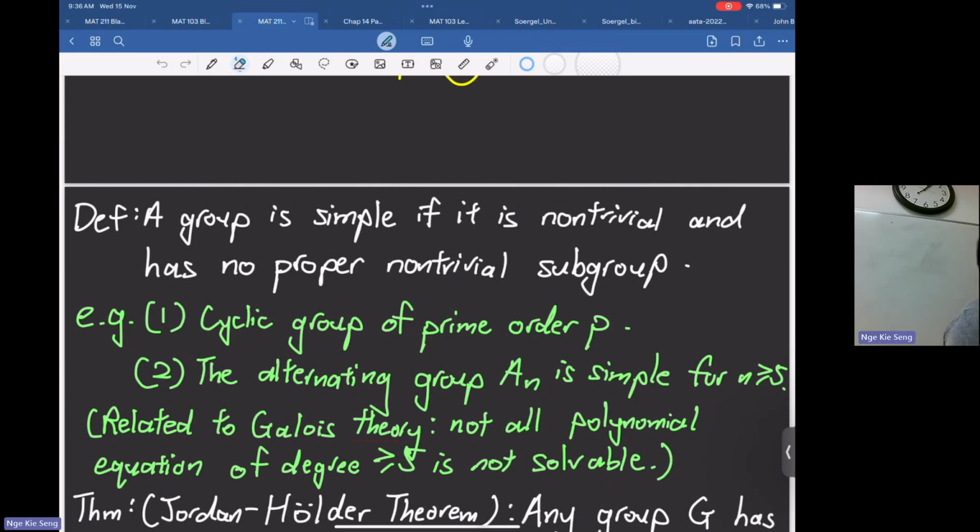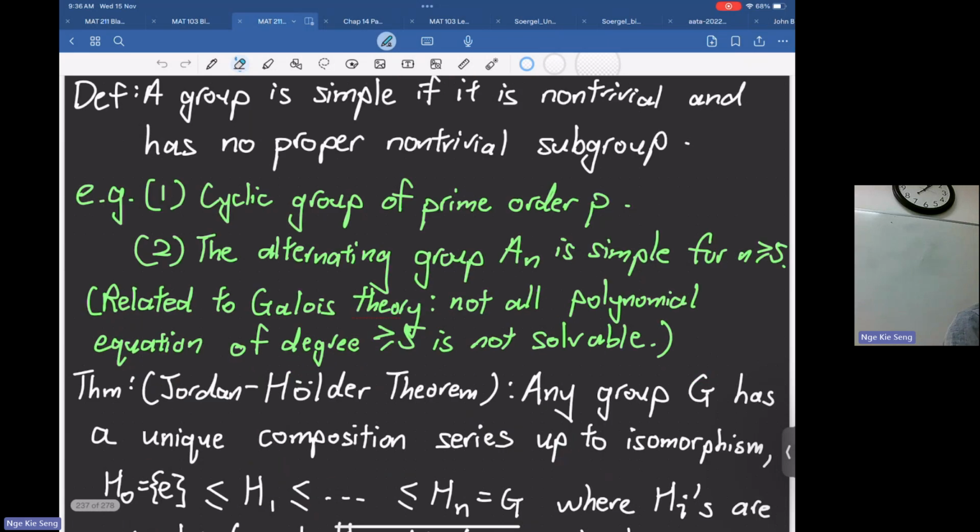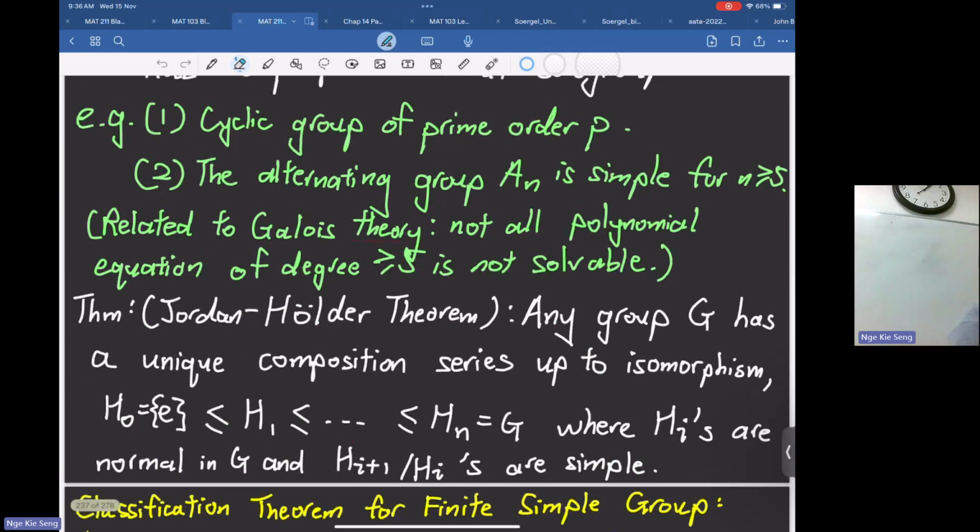Okay, so what about this simple group? There's a theorem saying that any group has a unique composition series up to isomorphism. You find a subgroup and then keep finding subgroups until you reach the trivial subgroup. This is called a composition series. What's special about this series is that each H_i is normal, and H_{i+1} over H_i is simple.